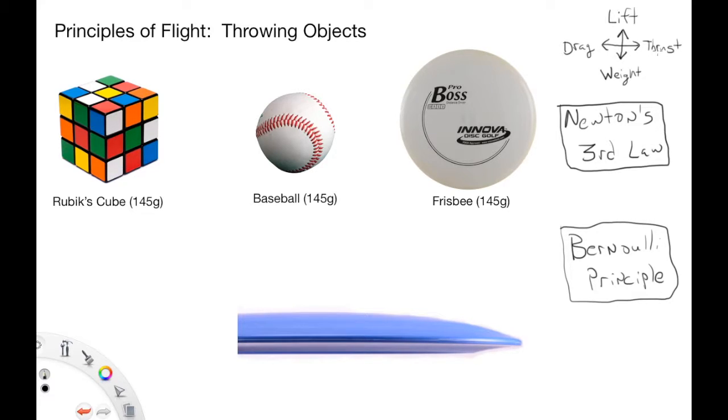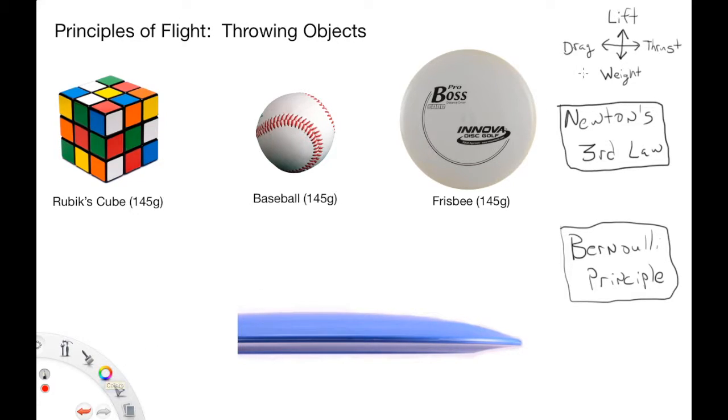Conversely, on the other side of things, we have thrust and drag. Drag can be loosely defined as air resistance, and that's going to be variable between these objects based on their shape and their design. An object like a cube is going to have very, very high drag because it's not going to cut through the air. Whereas an object like a Frisbee, you see the cross-section of it, it's very sharp, it's going to have very low drag, and it's going to cut through the air like a knife.